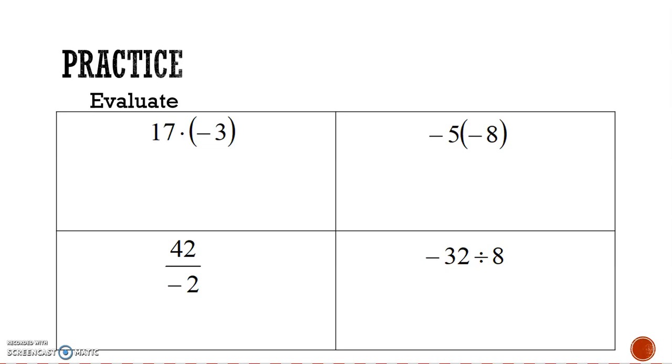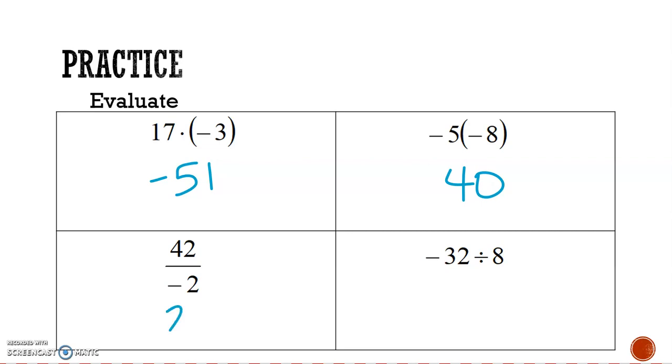Alright, so for the first one, you're doing 17 times 3, which is 51. And then since there is a single negative, it's going to be negative 51. 5 times 8, you just do that first, so that is 40. And then because there's two negatives, it will become a positive 40.